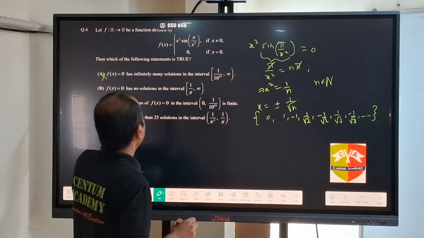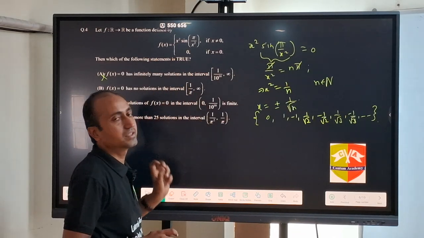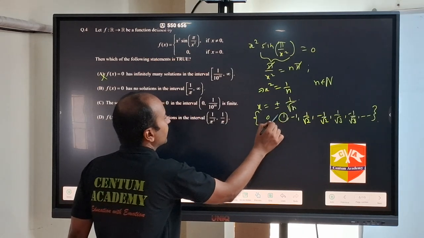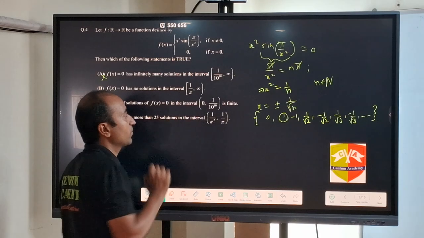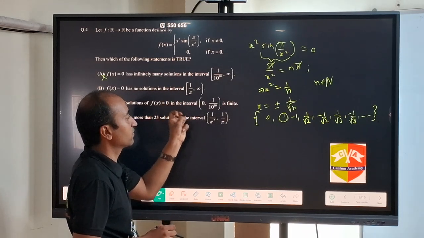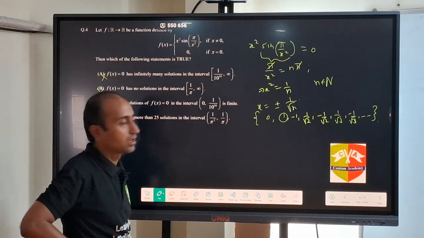Statement 2 is f(x) equals to 0 has no solutions in the interval 1 by pi to infinity. That's not true, because 1 clearly lies in this interval. 1 is greater than 1 by pi. Pi is roughly 3.14. So, 1 by 3.14, 1 is greater than that. So, that is also false. B is also false. How about C?